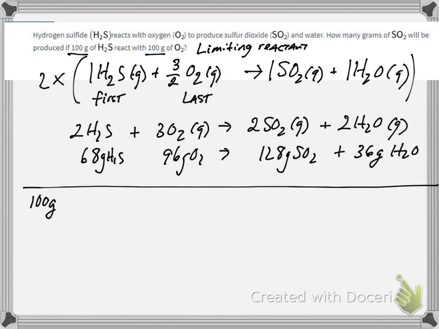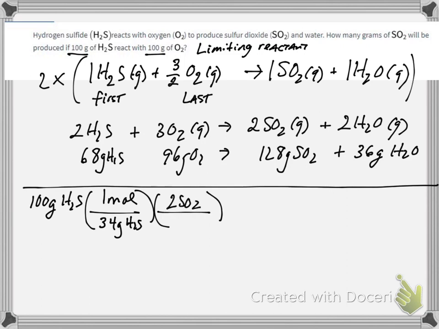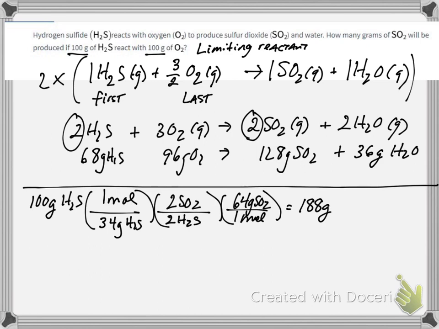Okay, so 100 grams of given, right? So we start with H2S given, we divide by the molar mass of given, times the mole ratio of the wanted SO2 coefficient over the given coefficient. And both of these are 2 in the balanced reaction. Here, here, and here. And now we multiply by the molar mass of SO2. And the molar mass of SO2 is 64. All right, so we do this calculation and we get 188 grams of SO2.